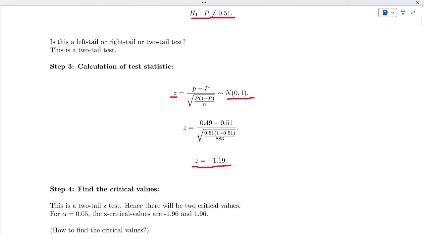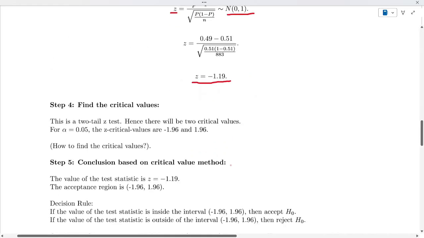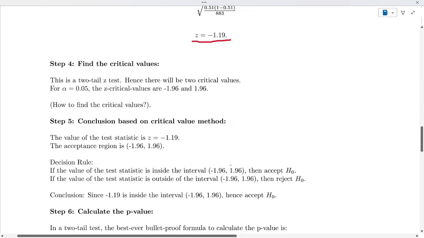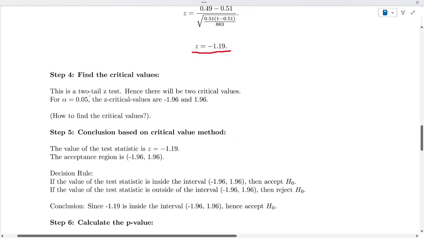Now, first we find the conclusion based on the critical value method. So in step 4, we find the critical values. This is a two-tailed Z-test. Hence, there will be two critical values. For a two-tailed test, there are two critical values. So in the Z-test, for significance level 5%, the critical values are minus 1.96 and 1.96.